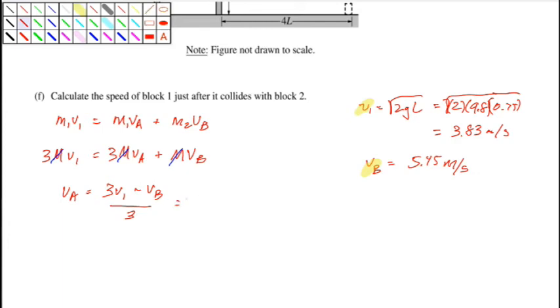And what we get is 3 times 3.83 minus 5.45, and we divide that all by 3, and what we get at the end of all of this is 2.01 meters per second, and that becomes the speed of block 1 just after it collides with block 2.